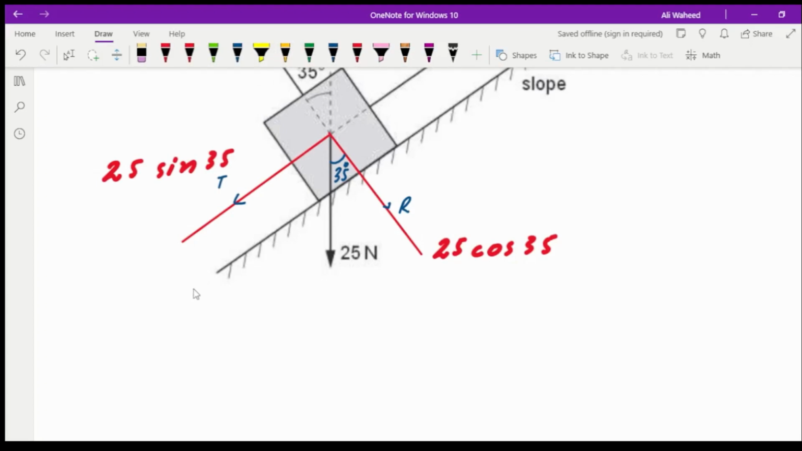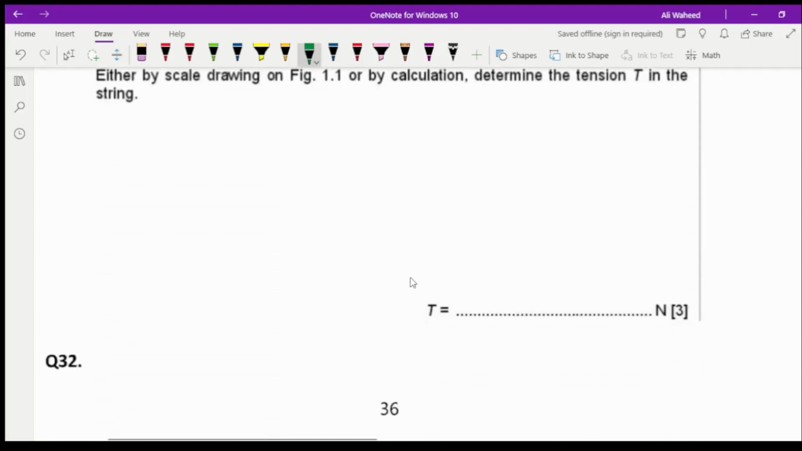you can solve it on the calculator. T equals, in terms of magnitude, 25 times sine 35. Then you hit it on the calculator, 25 sine 35. We get 14.3. Into SF we can write 14. So we get 14.3 as the right answer for this one.